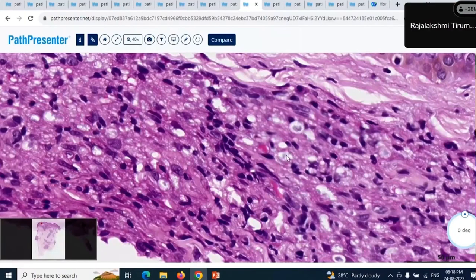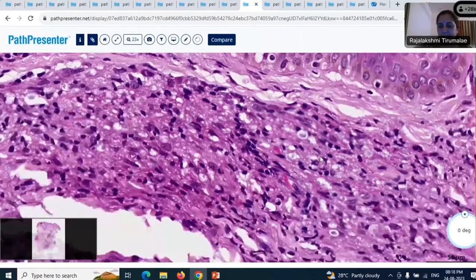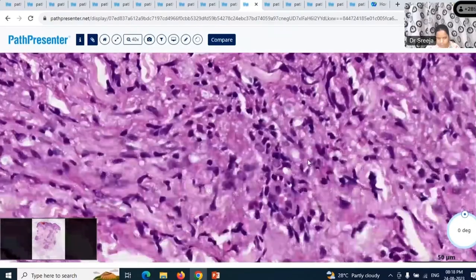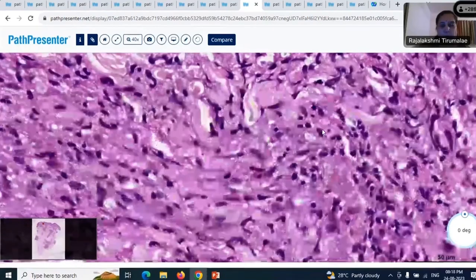Can you see what's within the cytoplasm? What's the color of the cytoplasm here? Is it pink? Can you see what I'm pointing to? Yes, ma'am.